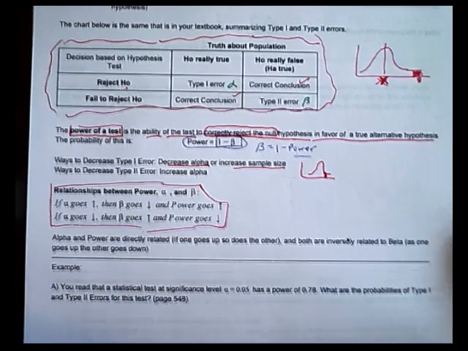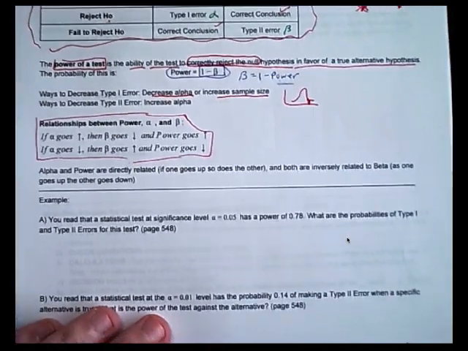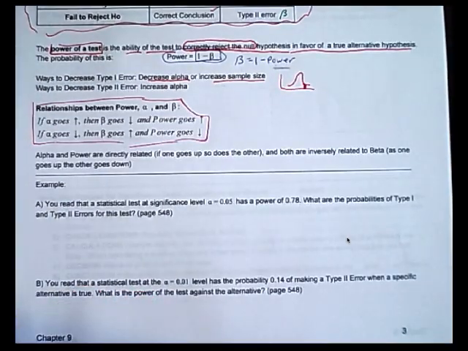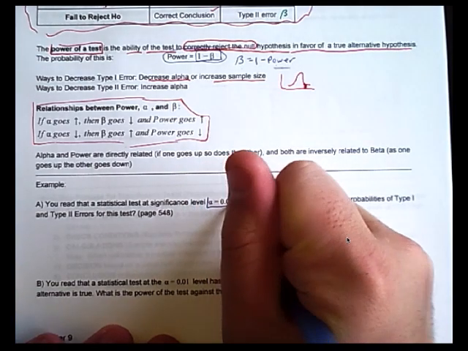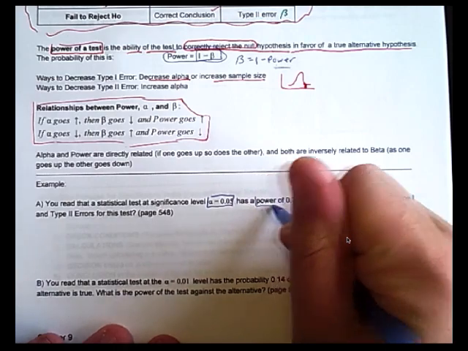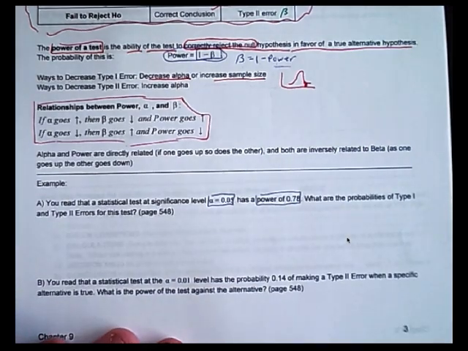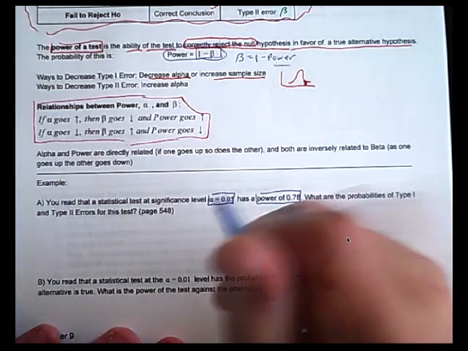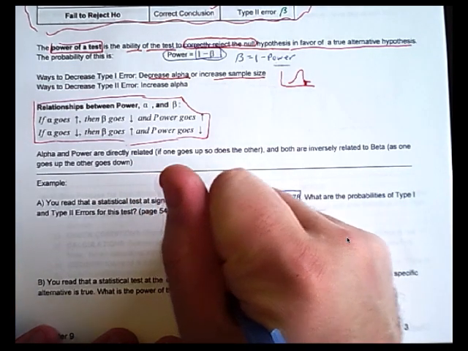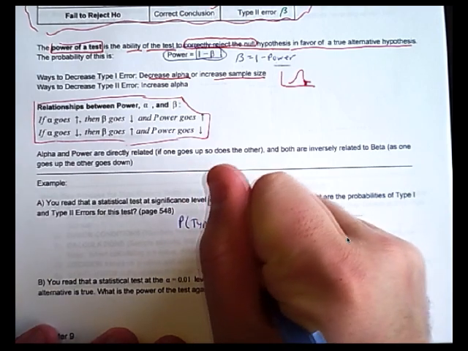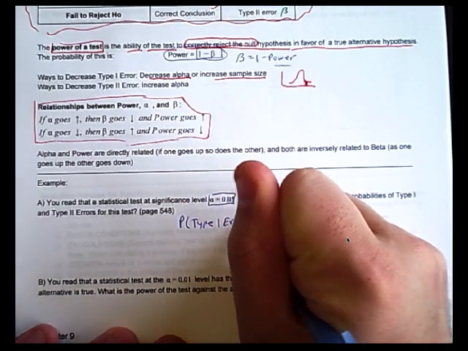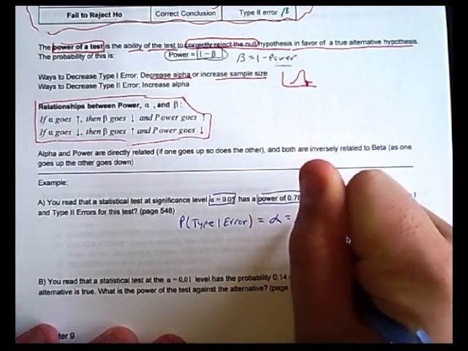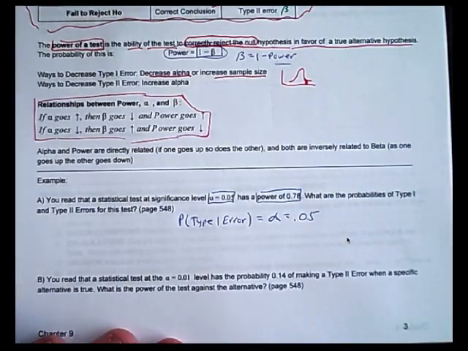All right, so let's do some examples of this. Example A says you read that a statistical test at significance level alpha equals 0.05 has a power of 0.78. What are the probabilities of a type 1 and type 2 errors for this test? The probability of making a type 1 error is going to be equal to alpha, which it tells us is 0.05. That's it for that.